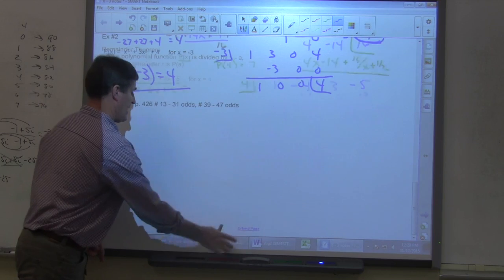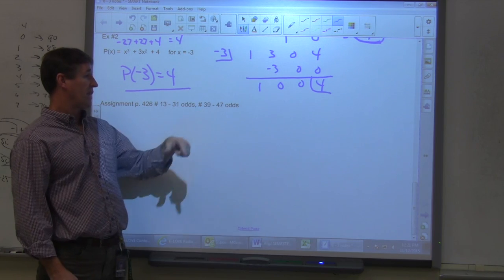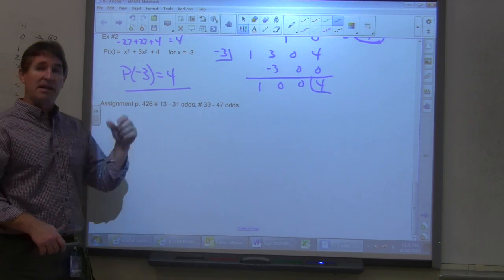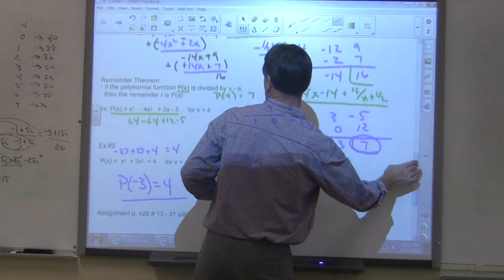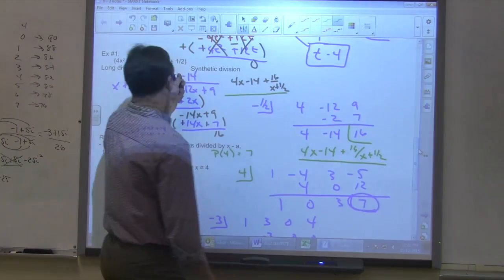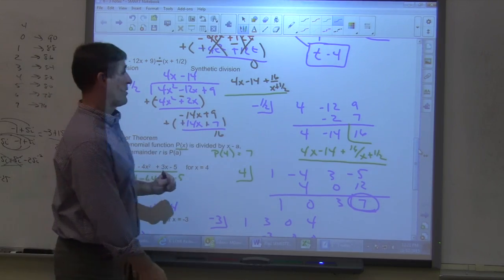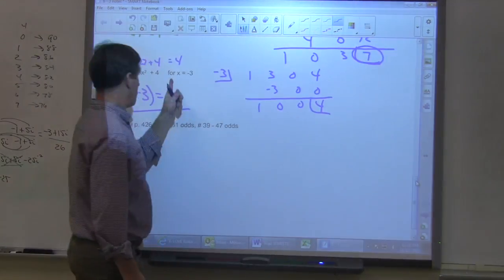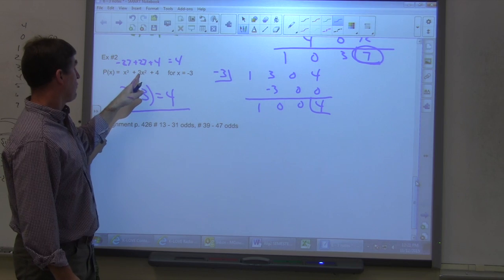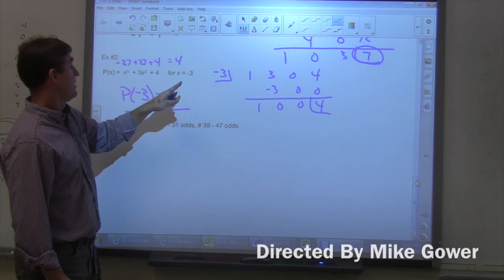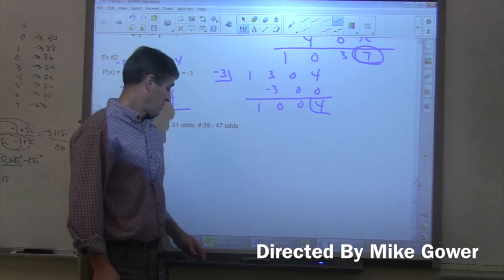So your assignment for today is page 426, numbers 13 to 31, the odds, and 39 to 47, the odds. Make sure you're careful. Big things are, when it is written, remember this way. When we do synthetic, we do the opposite of that. Also remember, when they give you the value of x, you don't do the opposite. You put it in there. And then again, the other key thing you have to remember is if it ever skips a power, then you have to go ahead and put a 0 in when you do synthetic division. So good luck on that.